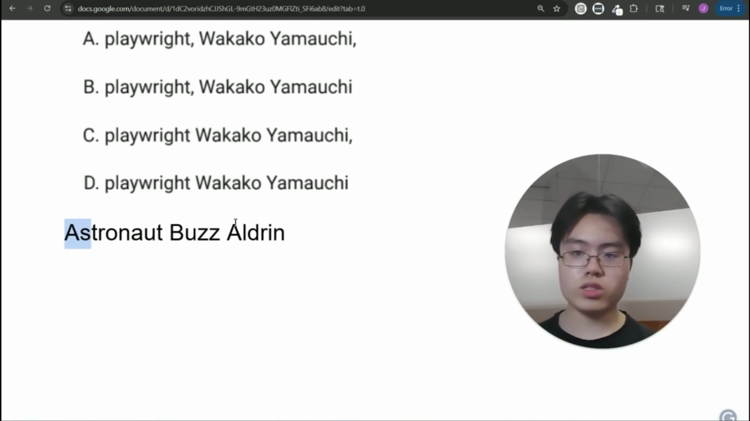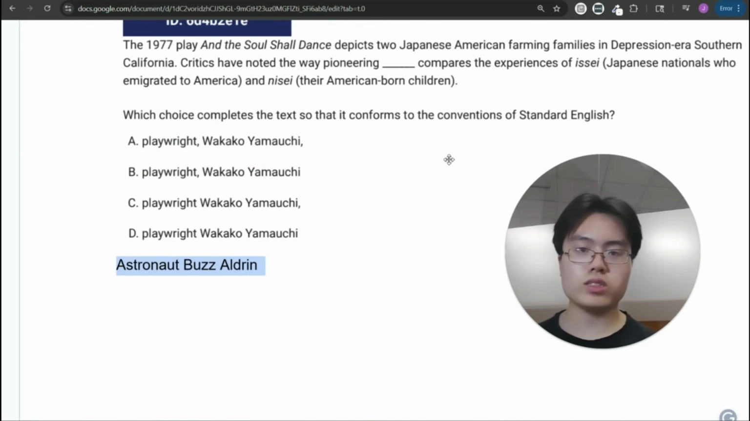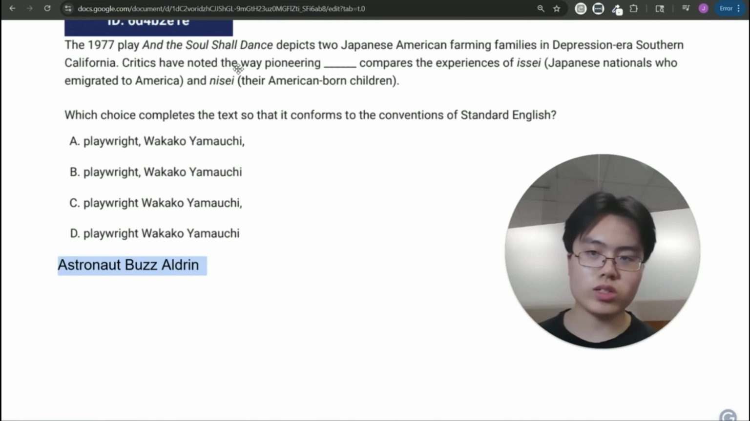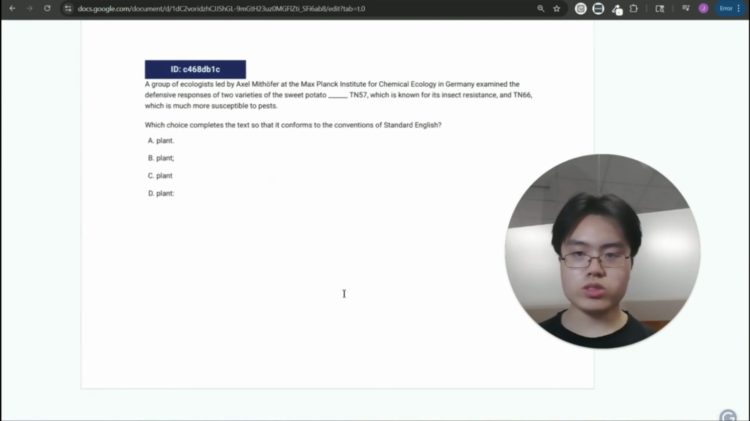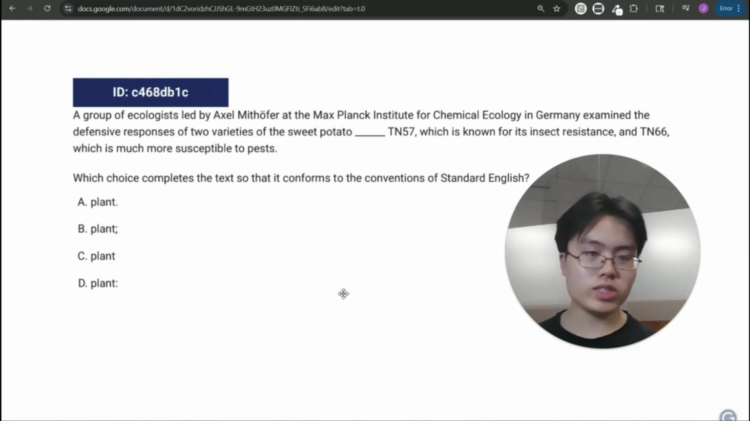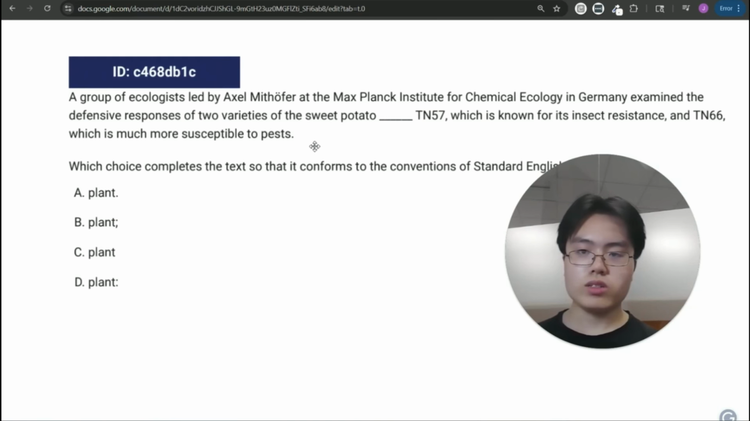So you have to make sure it's in the same phrase though. How to circumvent this is to just read a few words before the title just to make sure it makes sense for these to be in the same phrase. For example, critics have noted the way pioneer and playwright Wakako Yamauchi. Right, that makes sense within the same phrase. Okay. Versus, let's go to this question. There's actually a new question. They recently added this as well. Okay. Try reading this question. See if the title and the name are in the same phrase for this question.